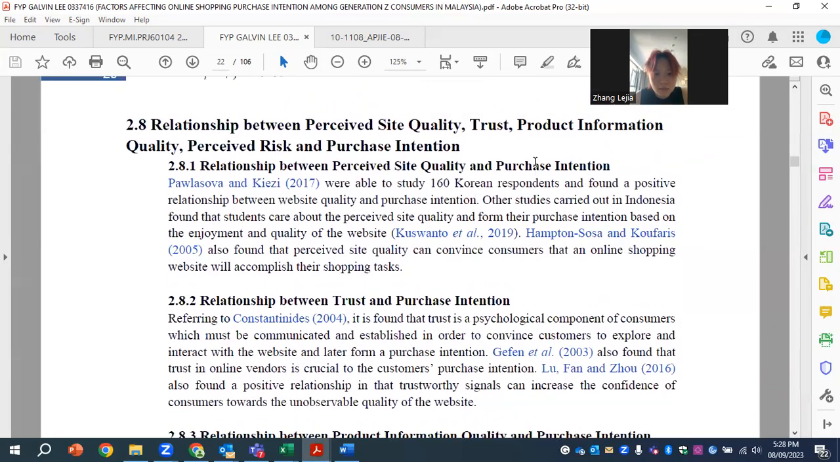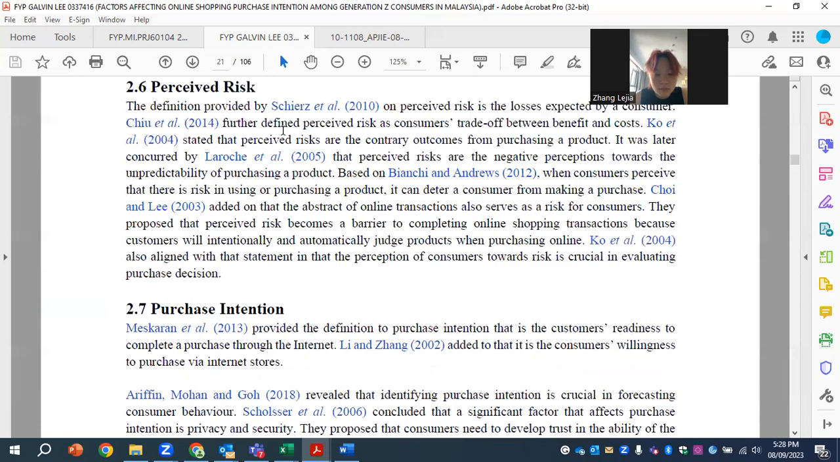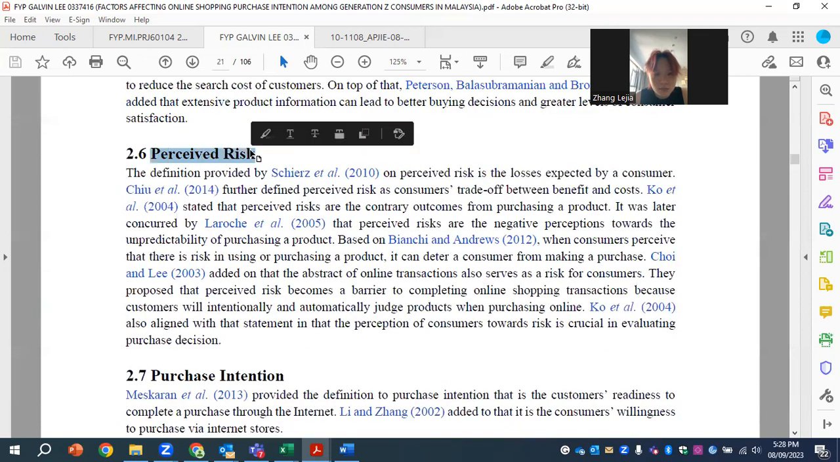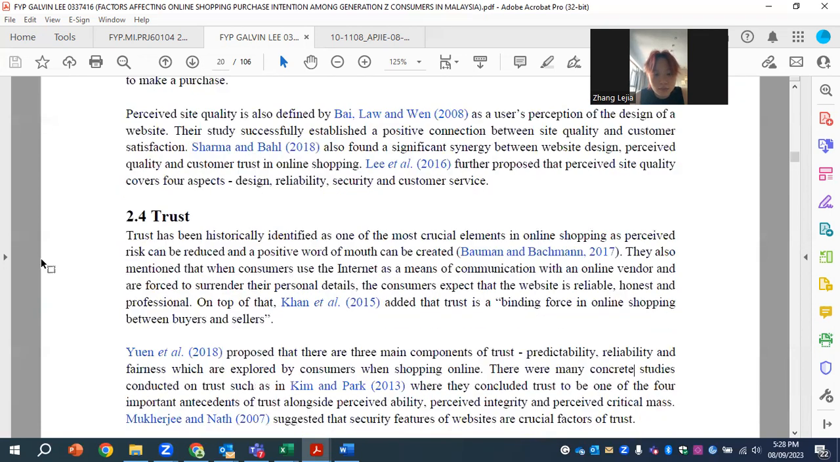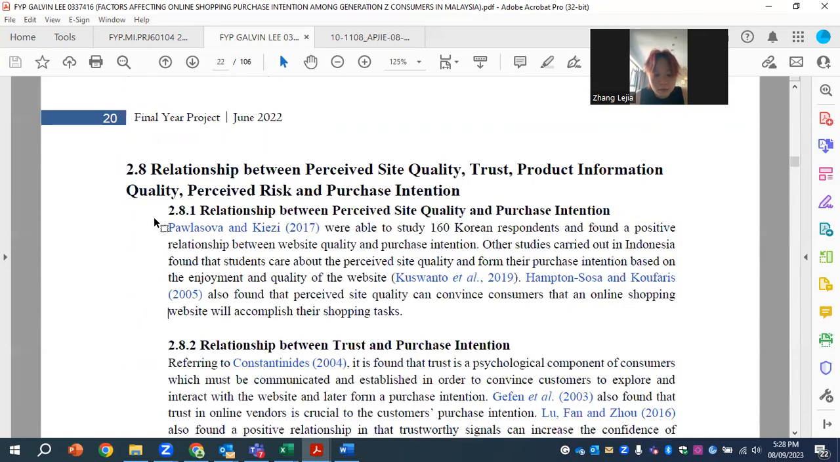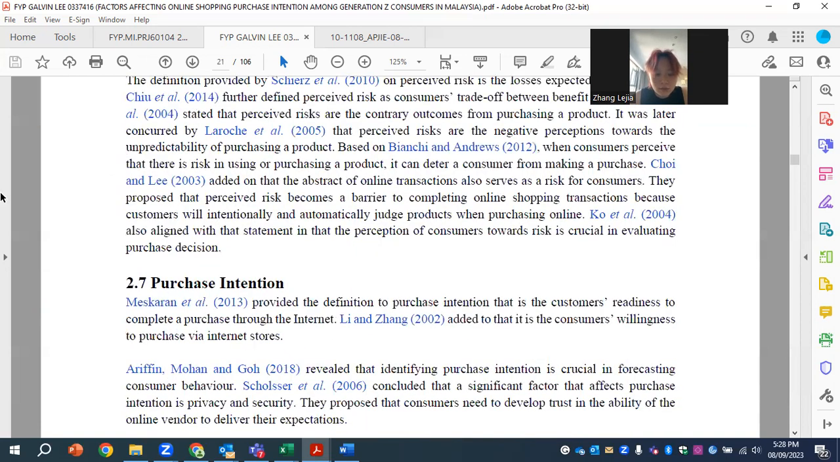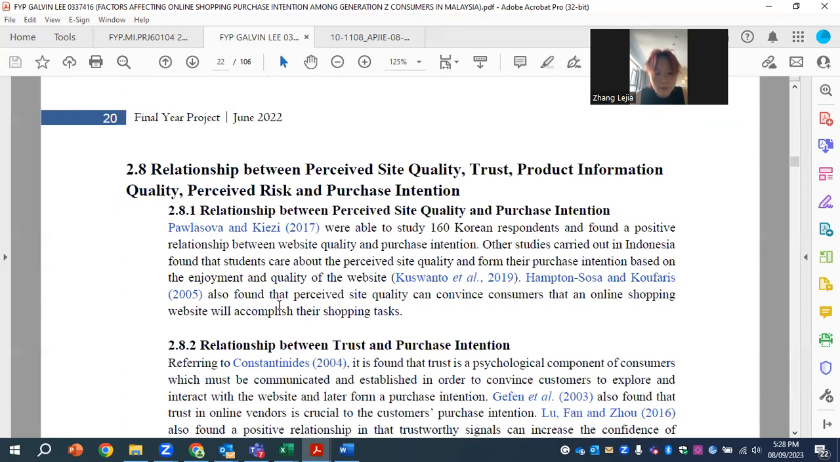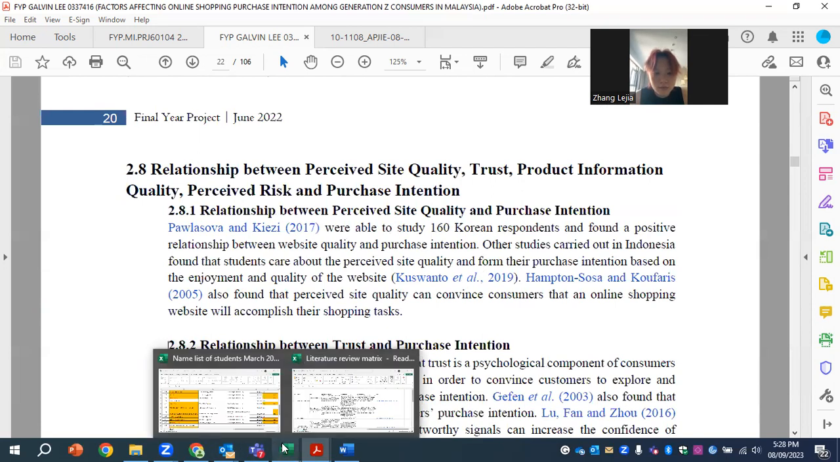First of all, I will just write about each of the variables. Each of the variables, perceived risk, what is it? Trust, what is it? After I've written the variables, I will also write the DV, purchase intention, what is it about? And after that, I will look at the relationship between the first IV and the DV. Second one, relationship between the second IV and the DV.